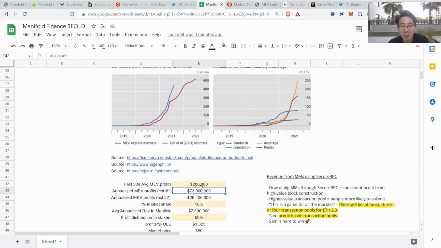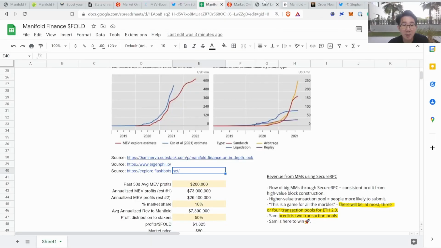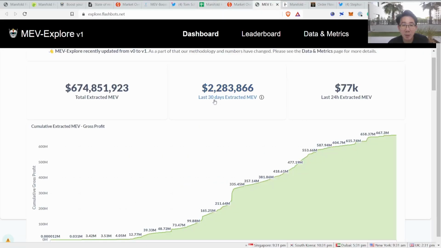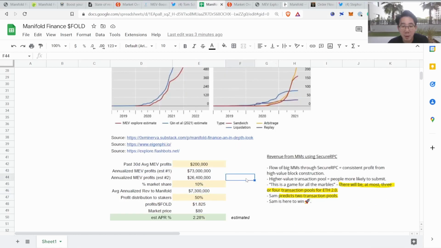Now this is based on this figure, which is based on this site. But then on the Flashbot Explorer side, you can see that the last 30 days is about 2 million. So I don't know why there is such a discrepancy, but this is the annualized profit for both sides. So you can play around with the assumptions and see which one to take.